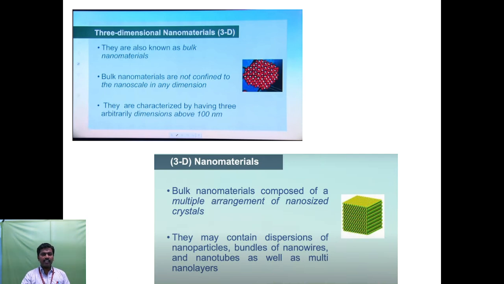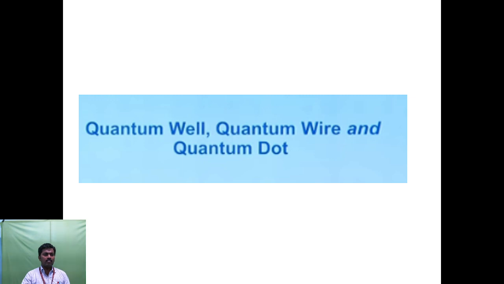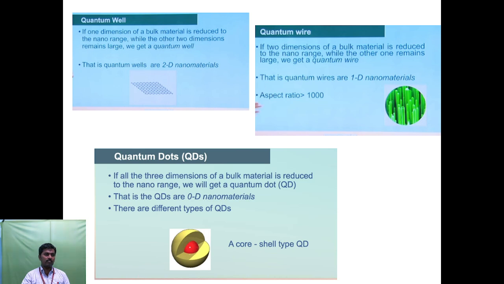composed of multi-arrangement of nano-sized crystals. They may contain dispersion of nanoparticles, bundles of nanowires and nanotubes, as well as multi-nano layers. Some examples are quantum well, quantum wire, and quantum dot. So quantum well: if one of the dimensions of bulk materials is reduced to the nano range while the other two dimensions remain large, we get the quantum well. That is, quantum wells are two-dimensional materials.